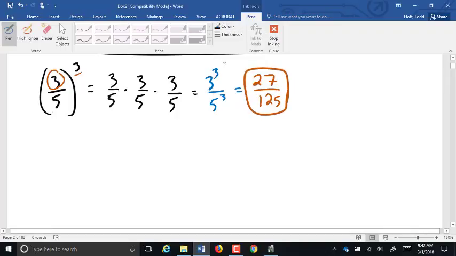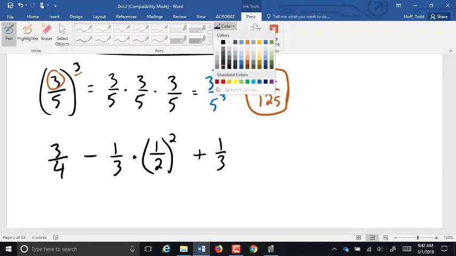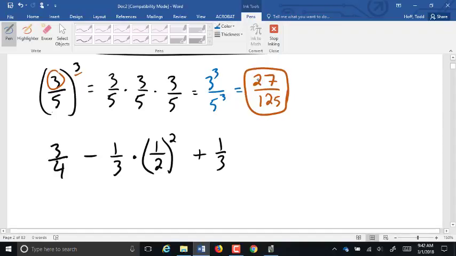So when we look at doing order of operations now with these fractions, we might have 3/4 minus 1/3 times 1/2 squared plus 1/3. Are there any enclosing symbols? Well, we see a parentheses. Is it telling us to do anything?